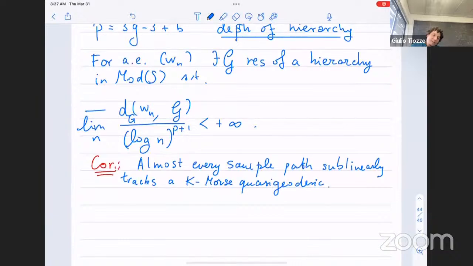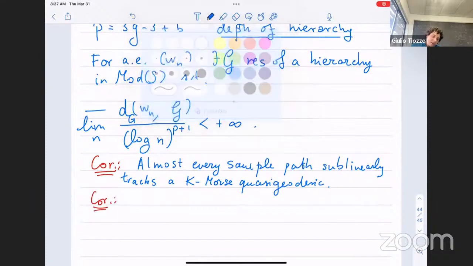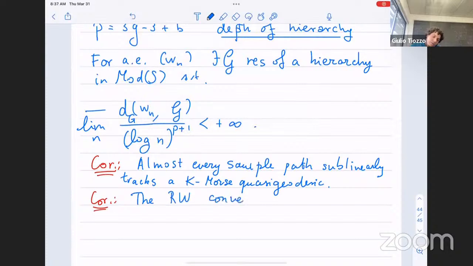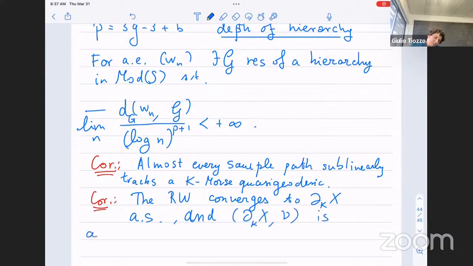And then, of course, the next corollary is what we're really after: the random walk converges to the kappa-Morse boundary almost surely, and the boundary with the hitting measure is a model of the Poisson boundary.